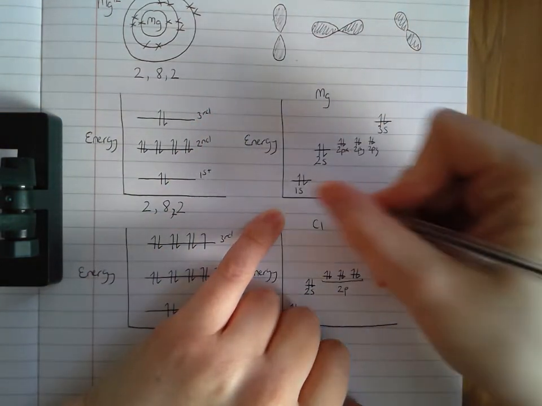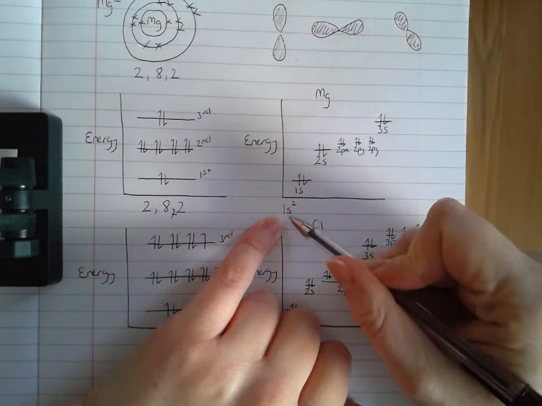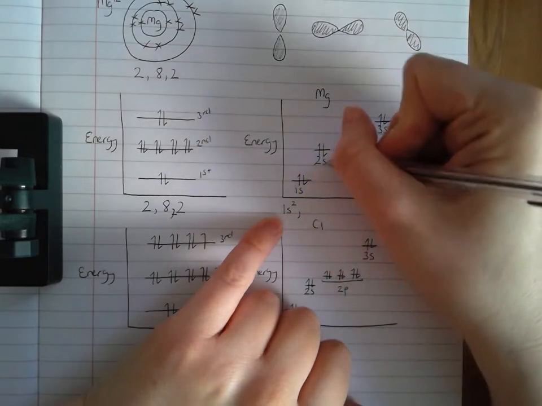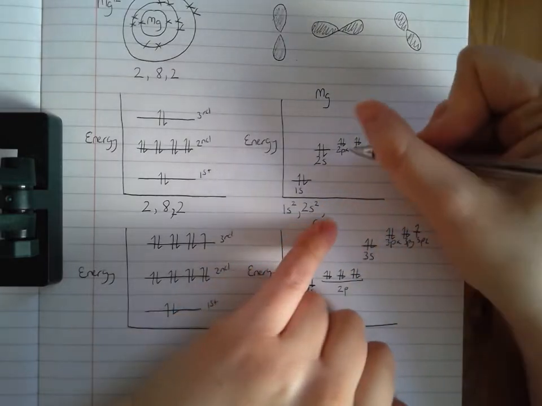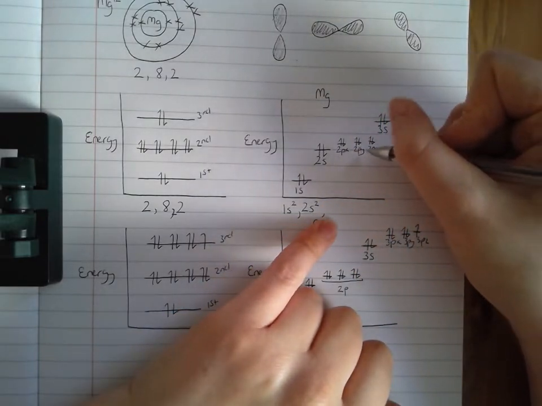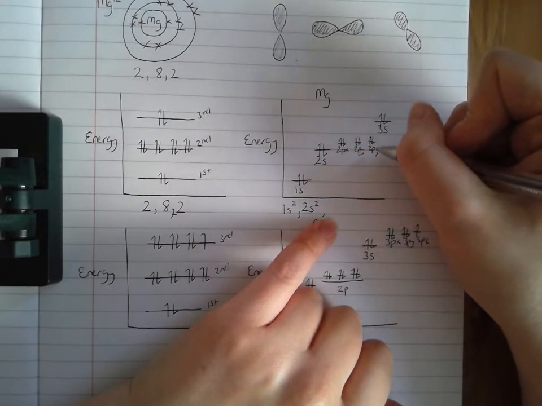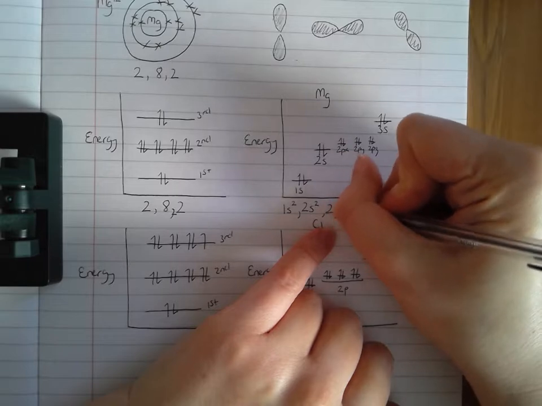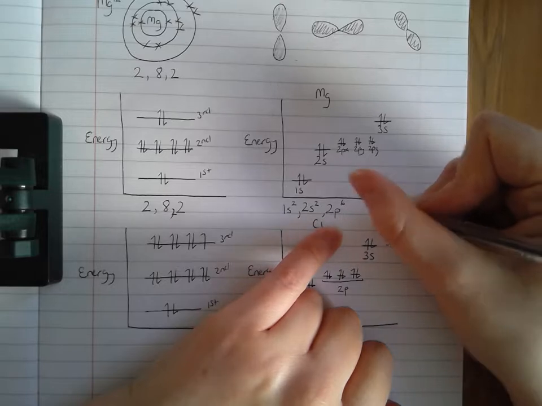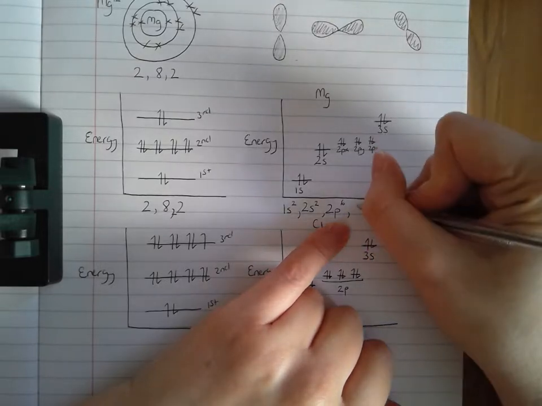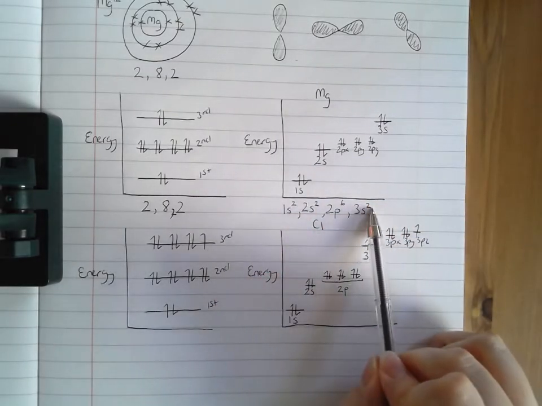At A level, what I would do is write 1s with a little subscript 2 to tell me about 2 electrons in the 1s orbital. Then I put a comma. The next orbital is 2s, and I've got 2 electrons. The next orbitals are the 2p orbitals. Now I can just write all of these together. Instead of writing out 2px, 2py, 2pz, I can just write 2p6. Then I move on to the next one, which is 3s, and I write 3s2. And that's how the electron configuration would look for magnesium.